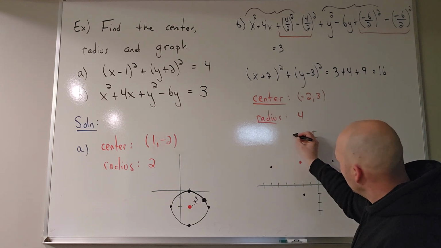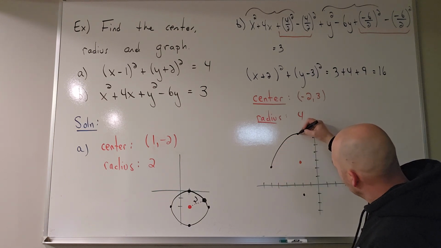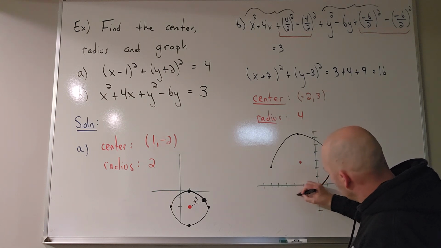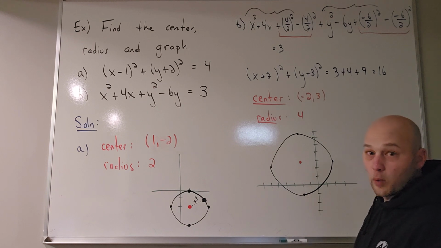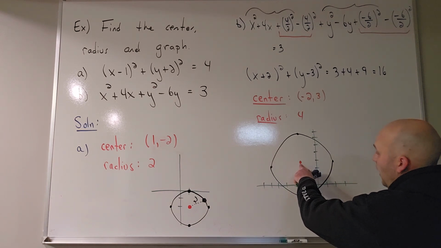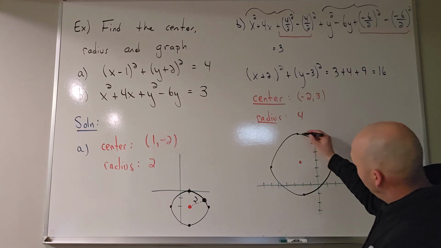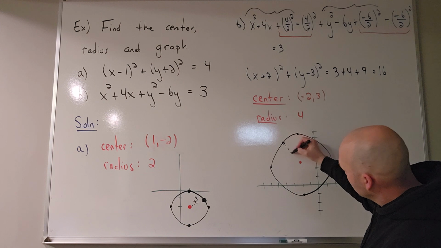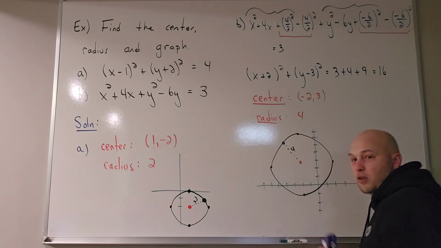So it'll be approximately that. That's a horrible circle, but you get the idea. Center over 2, up 3, and then every point around it that has distance 4 constructs the circle.